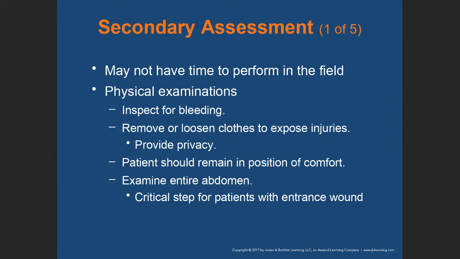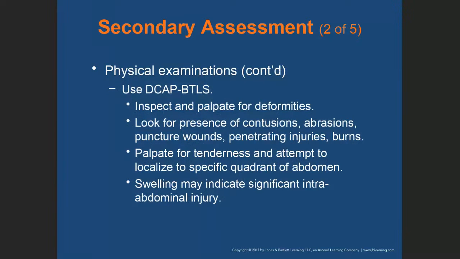So if there is a gunshot wound victim, you need to determine if they were shot more than once, where the bullet entered, and where the exit is, because the entrance might be small and the exit might be large, based on the principles of cavitation. Physical examination. Use DCAP-BTLS, inspect and palpate for deformities. Look for the presence of contusions, abrasions, puncture wounds, penetrating injuries, and burns.